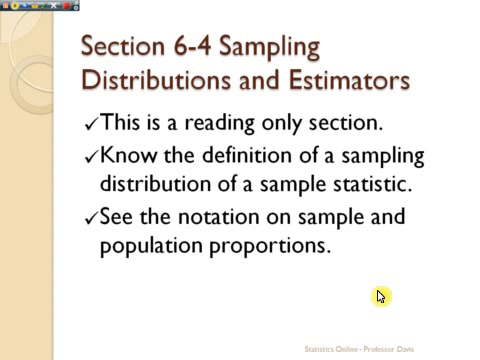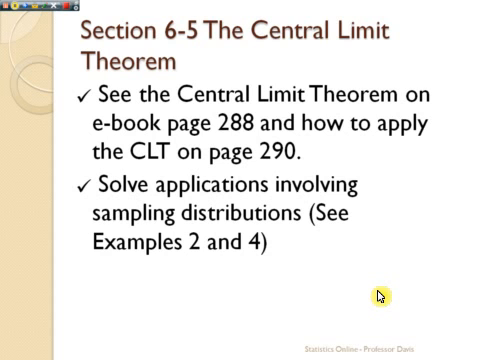Then section 6.5 is certainly one of the most important sections in all of the course, on the central limit theorem. And so make sure you read over that theorem. That's on ebook page 288, and the applications of that are on page 290. In other words, we see how we compute a z-score using the central limit theorem, in other words, to find the mean and standard deviation of a sampling distribution.